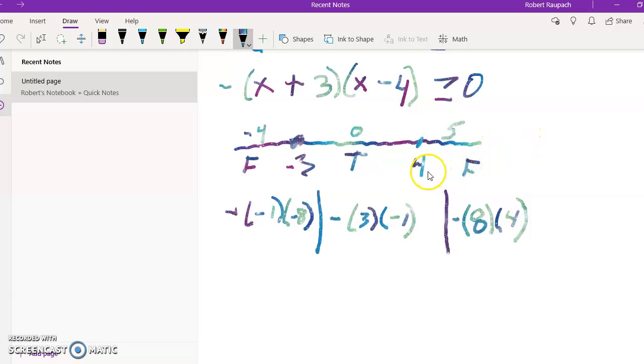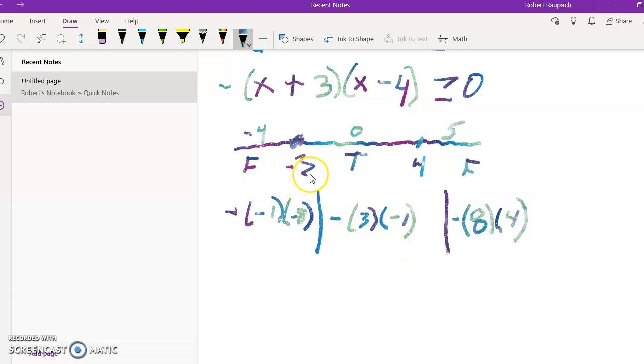So I want to say, okay, let's pick a number less than negative 3. Let's pick negative 4. So if I pick negative 4 and I plug it into this and this, well, the negative's out front, I get negative 1 here, and I get negative 8 here. Negative times negative is a positive, times negative is a negative. And so this region, less than negative 3, is not greater than or equal to 0, so it's false.